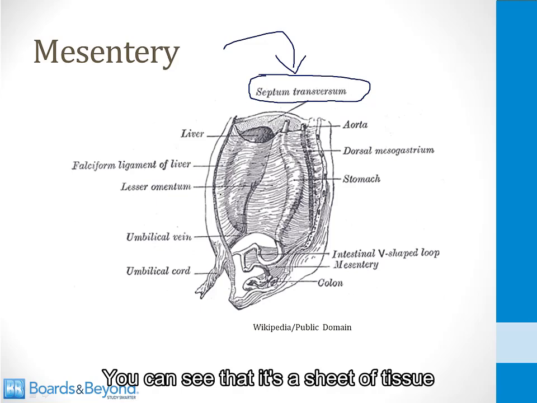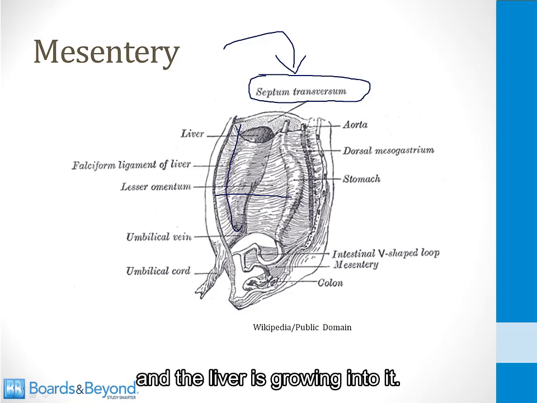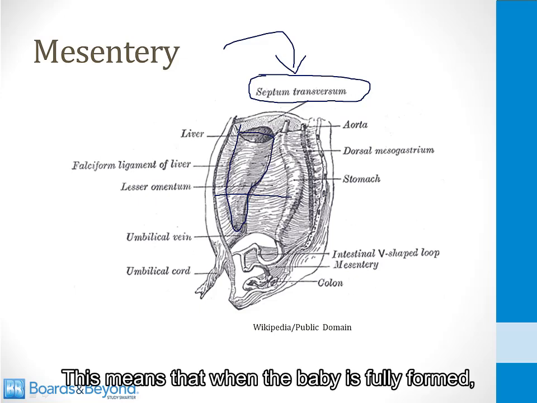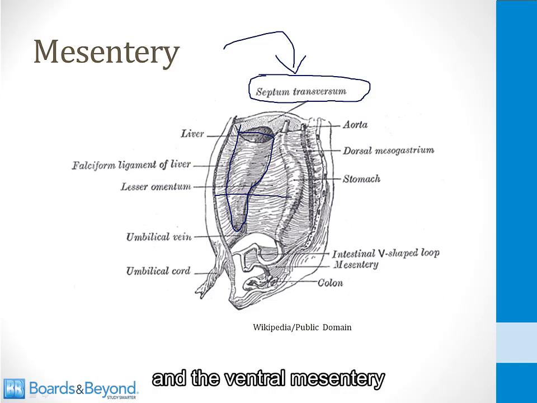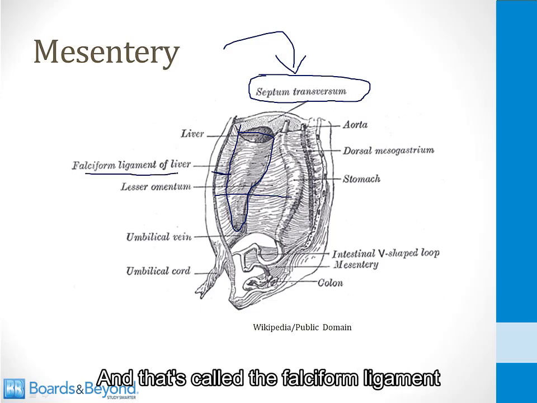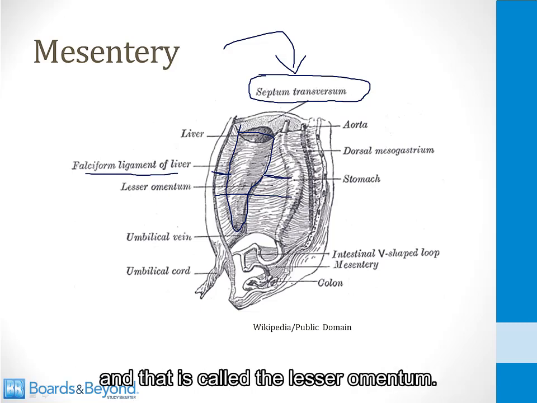You can see that it's a sheet of tissue going across the liver to the stomach, and the liver is growing into it. This means that when the baby is fully formed, all that will remain of the septum transversum and the ventral mesentery will be this connection between the liver and the anterior abdominal wall, and that's called the falciform ligament, and the connection between the liver and the stomach, and that is called the lesser omentum.